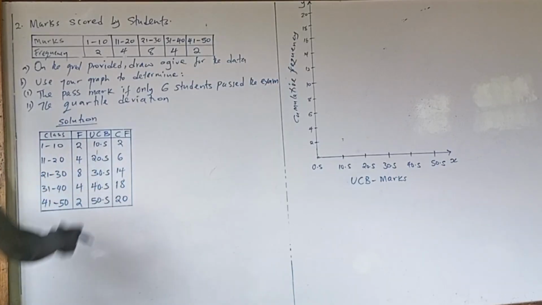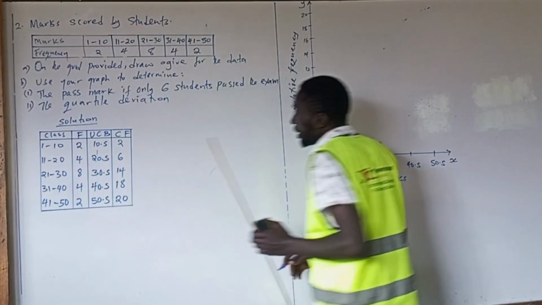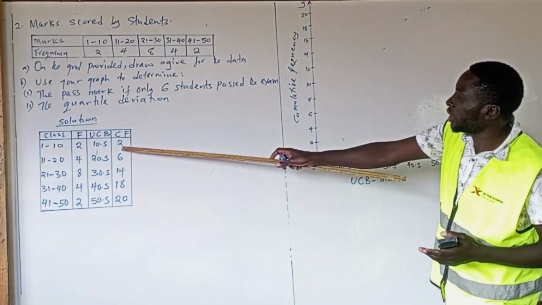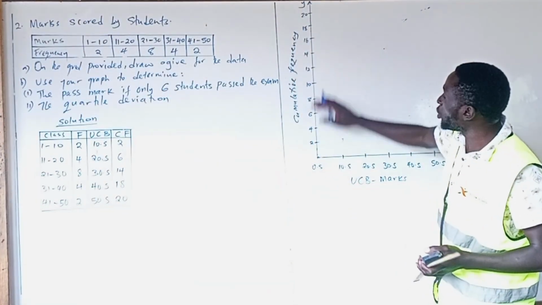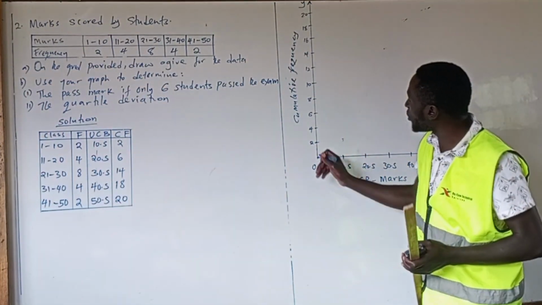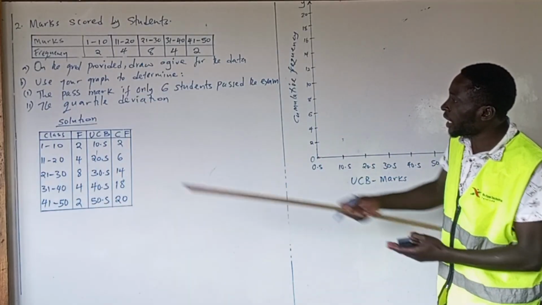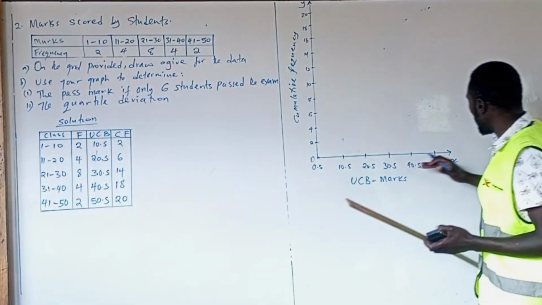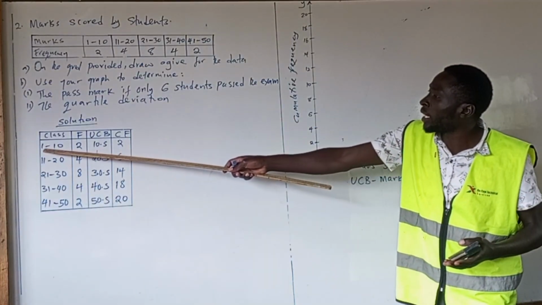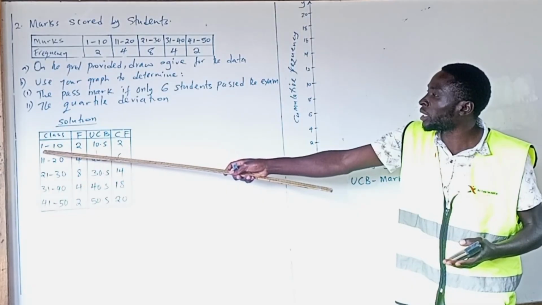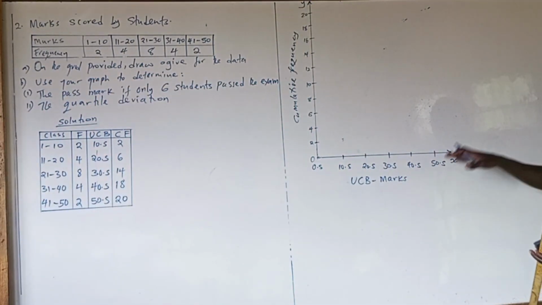Then you draw a graph of cumulative frequency versus upper class boundary. For the scale, the smallest value is 2 and the highest is 20, so you can choose steps of 2. This graph starts from 0, 2, 4, 6 up to 20. Then for the other axis, you can choose steps of 10, with 0.5 being the lower class limit for this one. So 10.5, 20.5, 30.5, 40.5, 50.5.